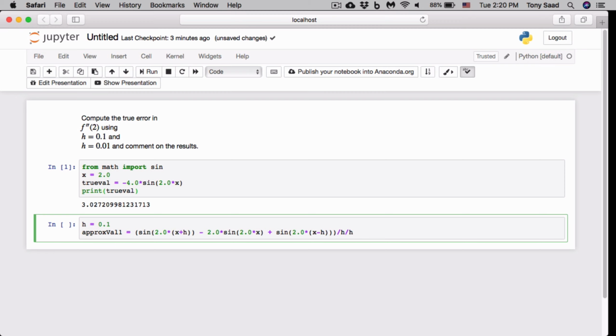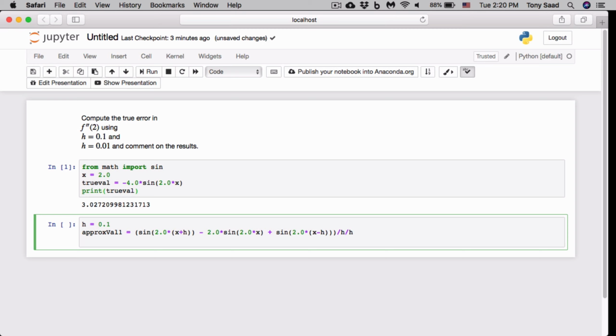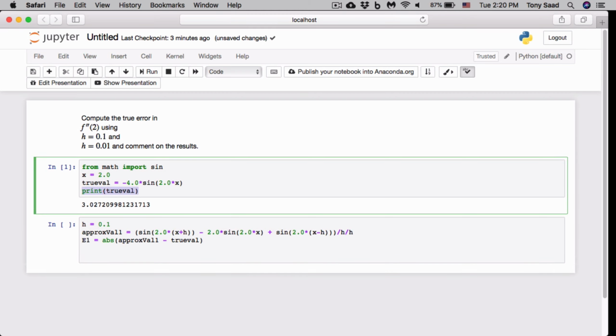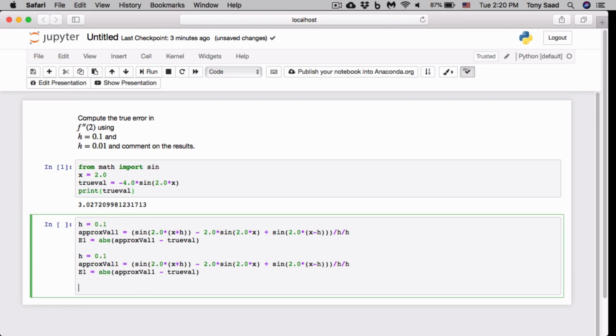divide by h. Okay, and that gives you a value for h equals 0.1, and we define the true error E1, that's capital E, the absolute value of approximate value 1 minus true value, okay? And for h equal 0.01, it's the same thing. We just repeat the same for approximate value 2. So that's using Python as a calculator, okay? It's not the best way to do things. And then print E1.